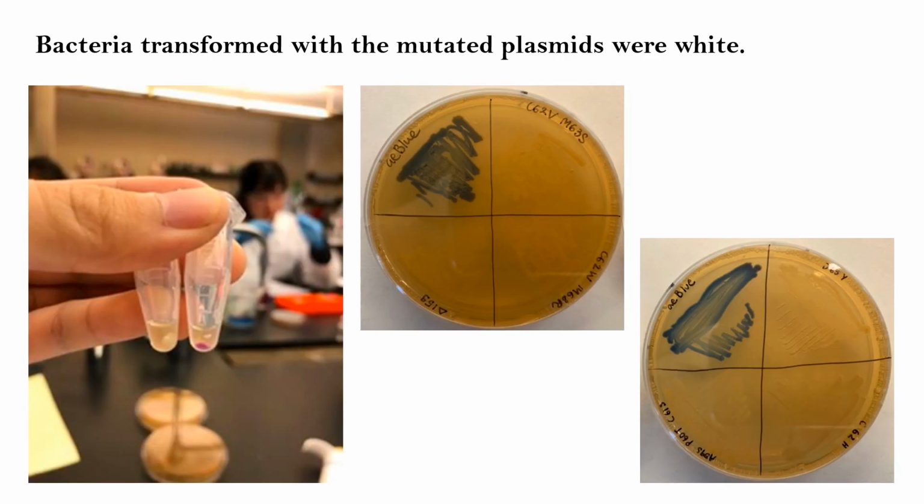The transformed bacteria were put on agar plates. Here you can see that all the site-directed mutagenesis turned white, which means that all the mutations have affected chromoproteins color expression.